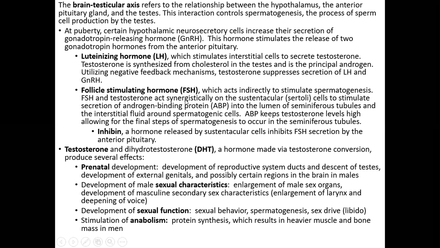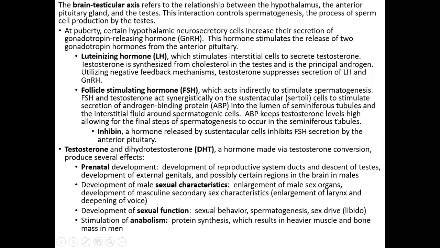Follicle stimulating hormone, or FSH, acts indirectly to stimulate spermatogenesis. FSH and testosterone act synergistically, meaning that they work together on the sustentacular or Sertoli cells found in the testes to stimulate the secretion of ABP, androgen binding protein, which is released into the lumen of those seminiferous tubules and the interstitial fluid that surrounds the spermatogenic cells. Remember, the seminiferous tubules are the tubules inside the testes where the sperm are produced. Spermatogenic cells are the cells that actually do the producing of the sperm. ABP is going to help keep testosterone levels high, which allows for the final steps of spermatogenesis to occur within those seminiferous tubules.